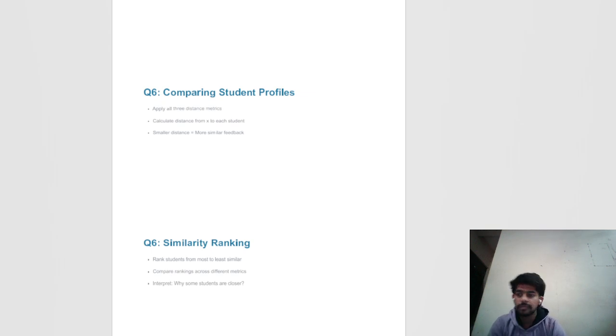Question 6. Moving to question 6, we are given a student feedback matrix with five students labeled A1 through A5, each rated on four attributes. We have a new feedback vector X with values 4, 4, 3, and 5. Our task is to find which existing student is most similar to this new profile using distinct metrics for comparison.